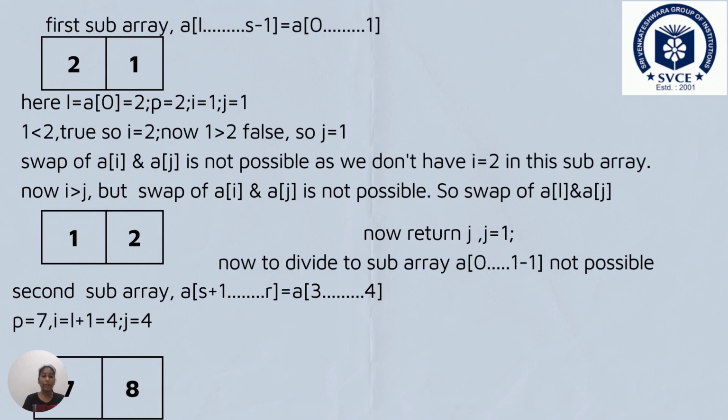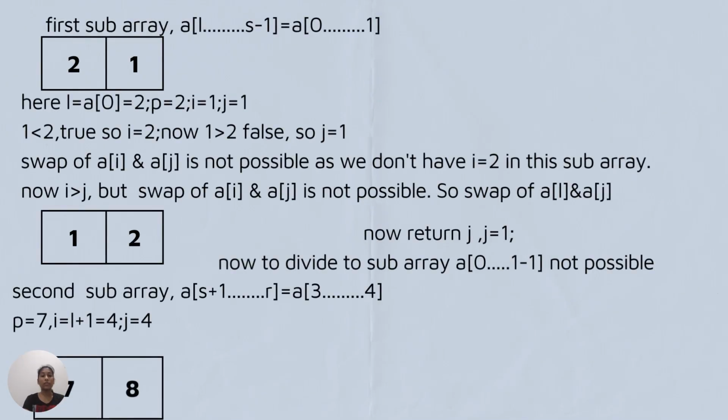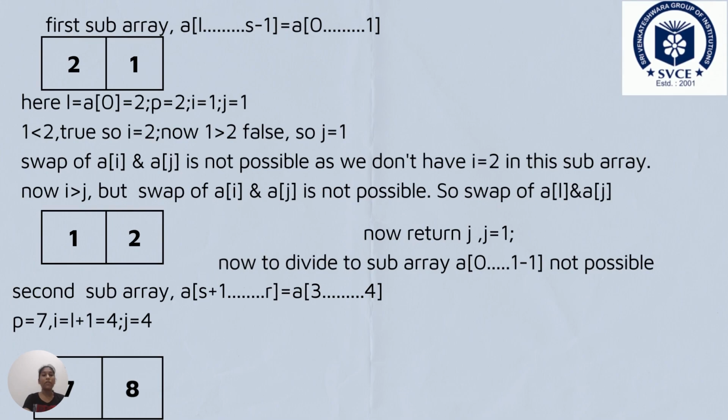So check whether we can further divide this into a subarray or not. If S is 2, 0 to S minus 1, that is 0 to 1 minus 1, it's not possible. So we are not dividing this into a subarray. Next, the second subarray, S plus 1. S is 2, as in the previous step. So S plus 1 is 3 and R is 4.